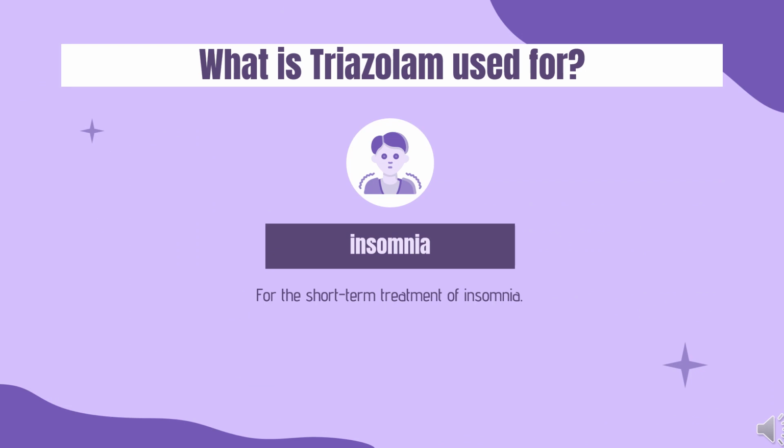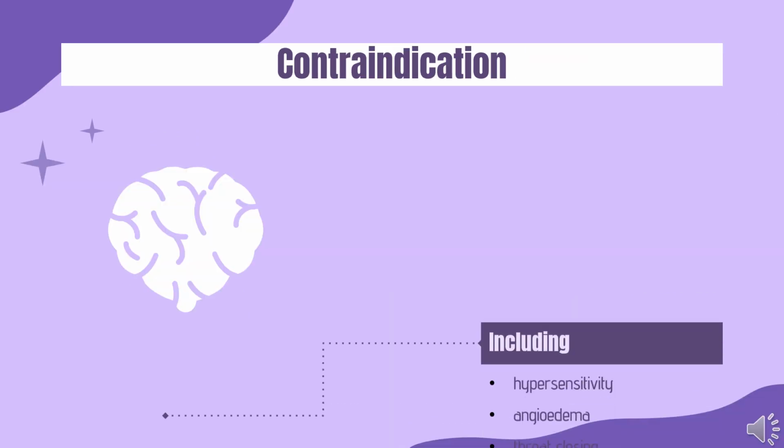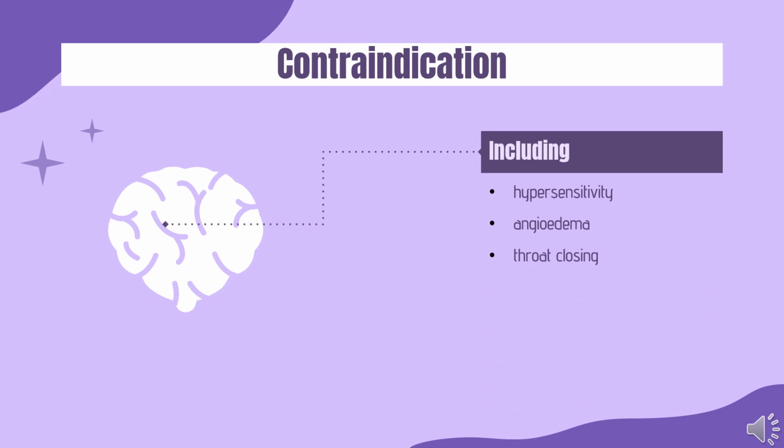What is triazolam used for? For the short-term treatment of insomnia. Contraindication. Halcion is contraindicated in patients with known hypersensitivity to triazolam, any component of Halcion, or other benzodiazepines. Reactions consistent with angioedema, involving the tongue, glottis, or larynx, dyspnea, and throat closing have been reported and may be fatal.